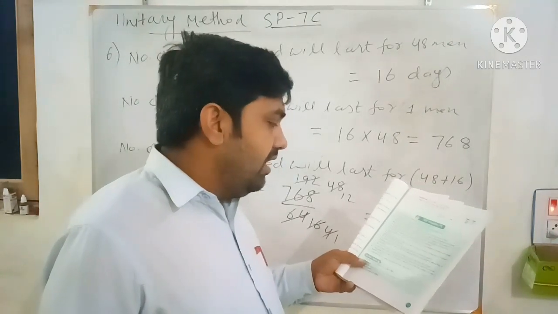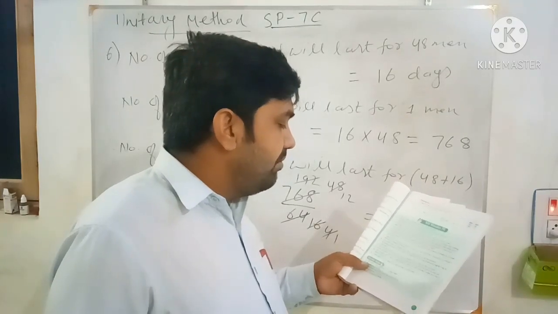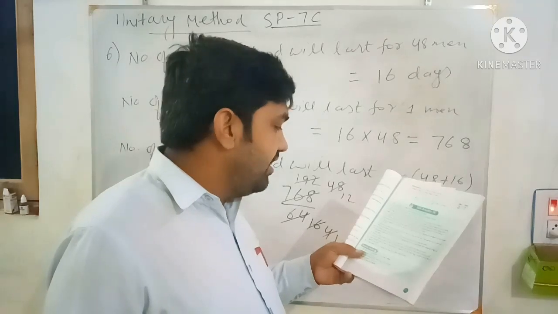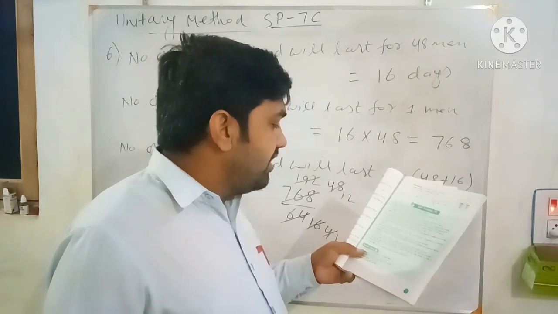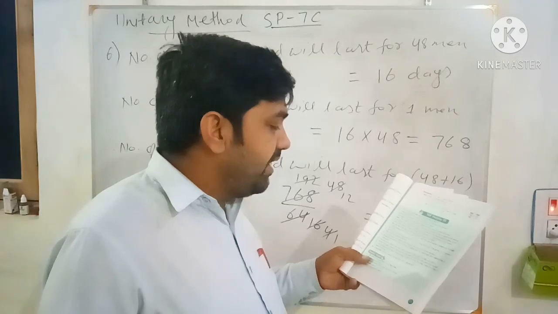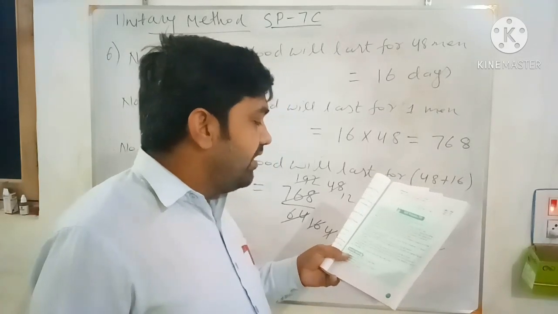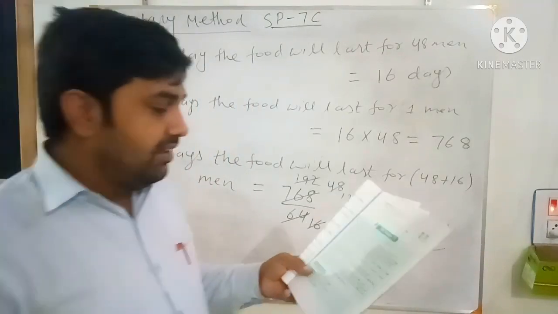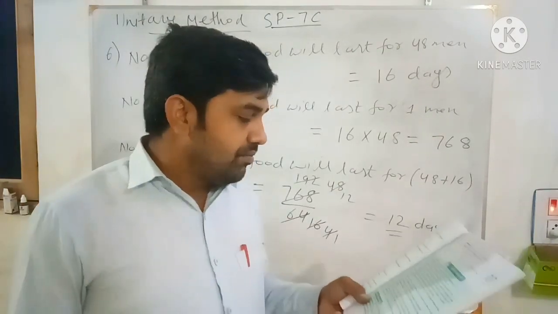Again you can find the reinforcement. If they are reinforced by 800 men, the second case is reinforced by 800 men. So 1200 plus 800 gives you 2000. So you will find the provision for 2000 men. Now it will last fewer days.